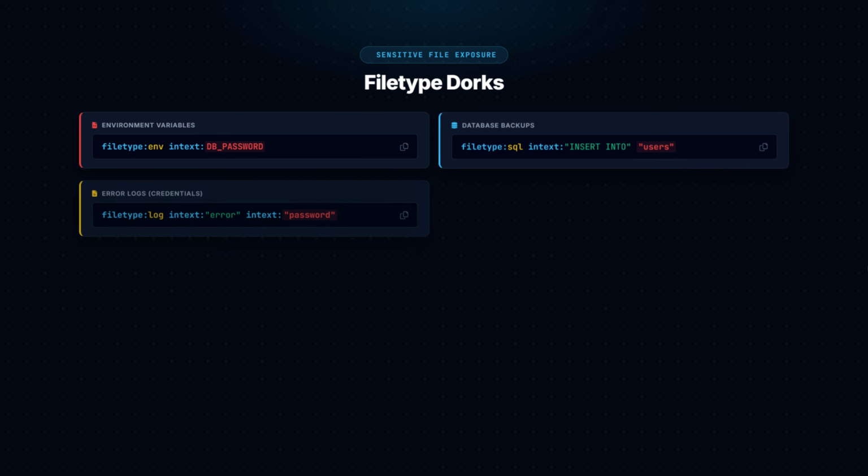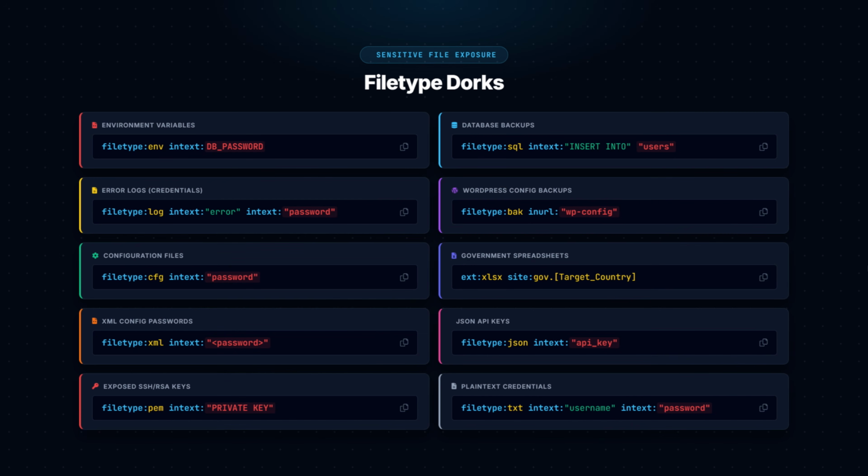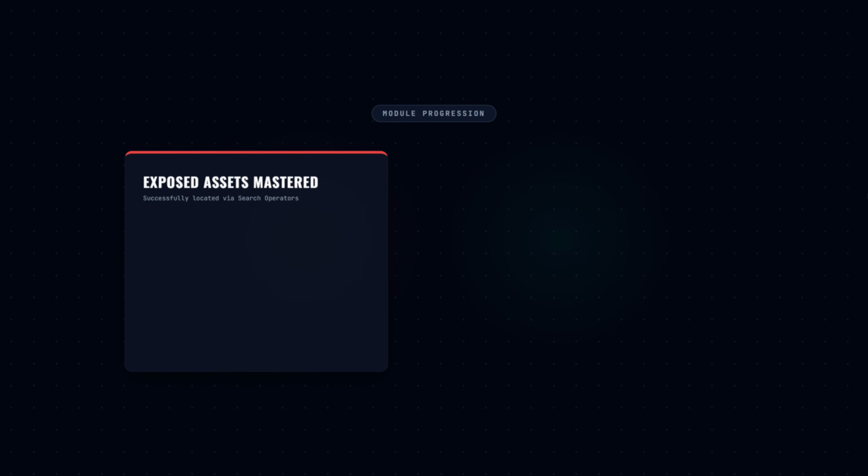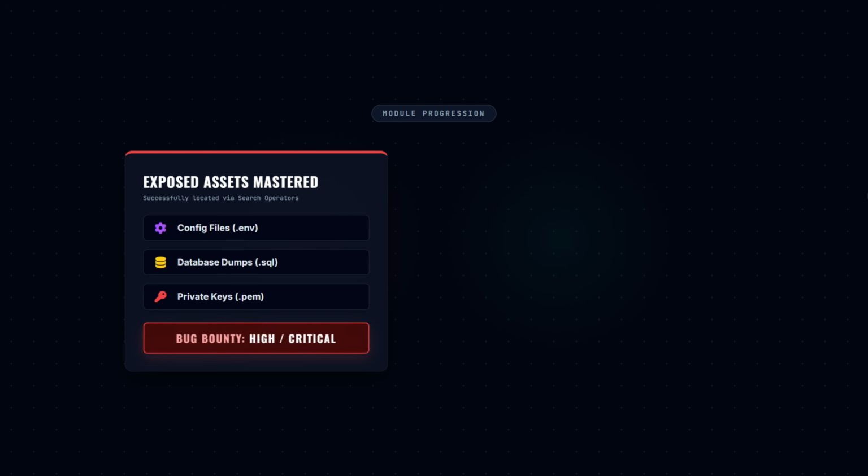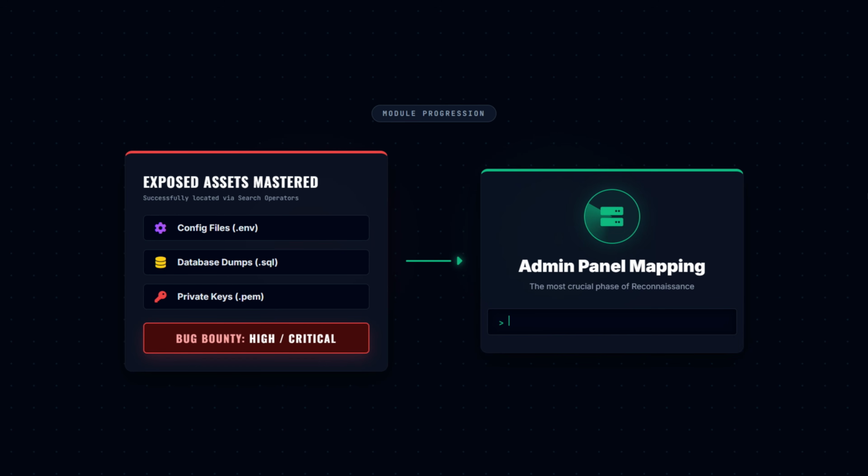In addition to the common operators, there are some specific queries that can directly reveal the server's secret information. It is possible to directly find the server's private key using such filetype: dorks. You now know how to find exposed config files, database dumps, and private keys. These are high and critical findings in real bug bounty programs.